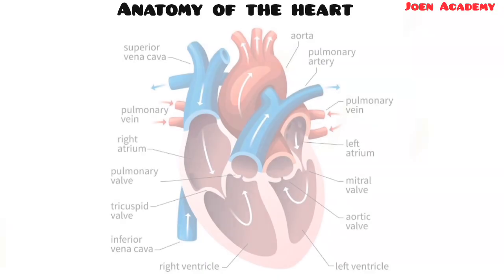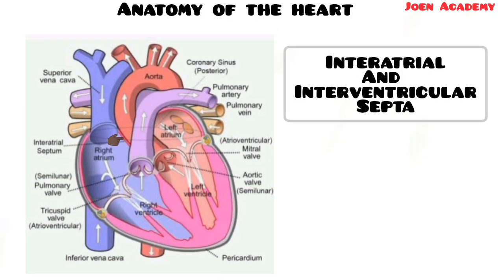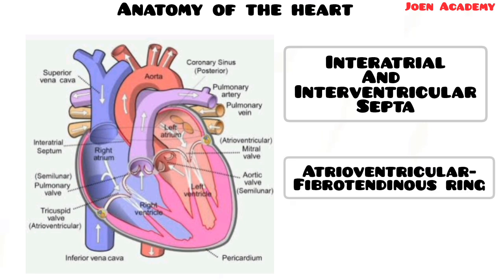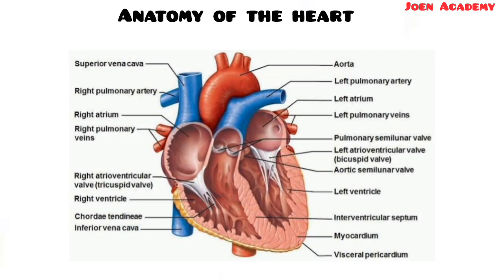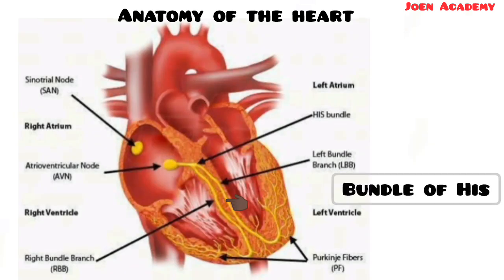The right part of the heart is separated from the left part of the heart by interatrial and interventricular septa, which are muscular. But the atria are separated from the ventricles by an atrioventricular fibrotendinous ring, to which the muscle fibers and the atrioventricular valves are attached. What this means is that the only muscular connection between the atria and the ventricles is the special conducting bundle of muscle fibers known as the bundle of His. This bundle is the route by which action potentials from the atria reach the ventricles.